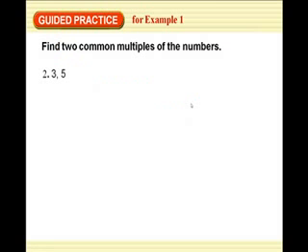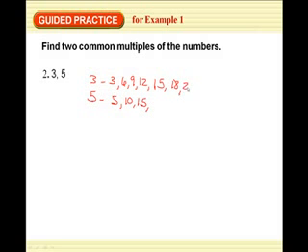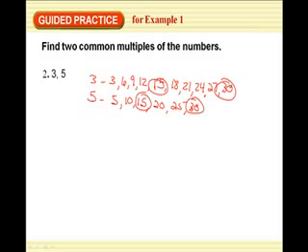There we go. 3 and 5. So we do the same thing. 3, 6, 9, 12, 15. And I know that's one because let's just catch up the 5s. 5, 10, 15. Now let's keep going. 18, 21, 24, 27, 30. So this one's going to be 20, 25, 30. So it's going to be 15 and 30 are my common multiples.